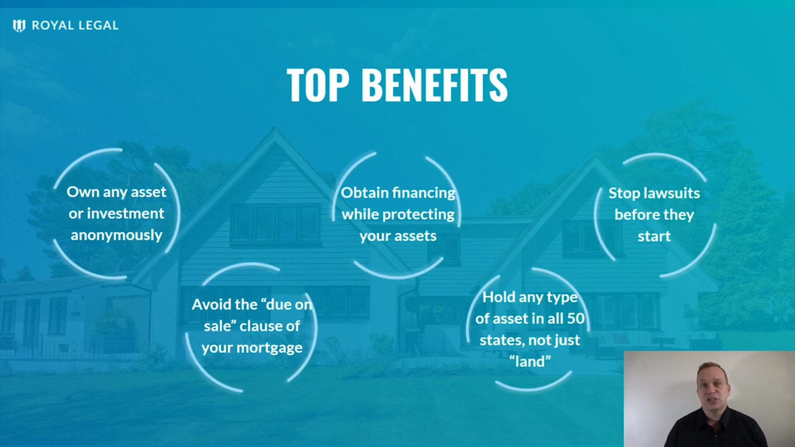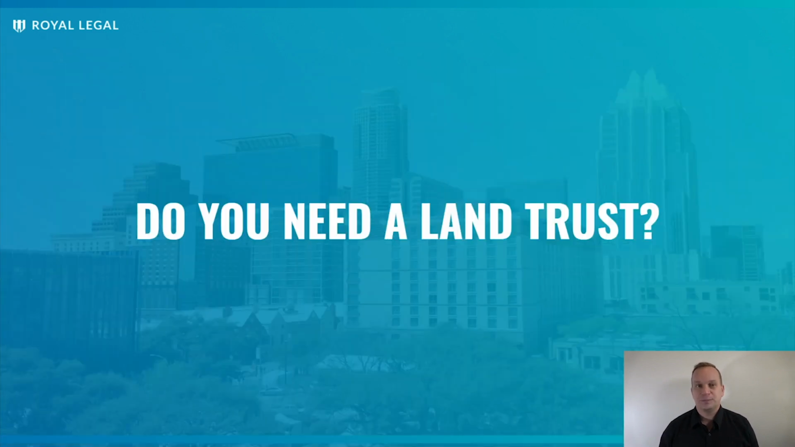So the top benefits that you can get from using these trusts is that it can own any asset you want anonymously. It can avoid the due on sale clause of your mortgages, so you can feel free to transfer properties into the trust that have indebtedness attached to them, like your real estate. So you can feel confident in knowing that you can obtain all of your financing and still use these trusts to protect you and to protect your assets, and that you can hold just about any type of asset in all 50 states, not just land. And because you use trust structures, you're able to create anonymity inside of the ownership. So this is how you stop lawsuits before they start.